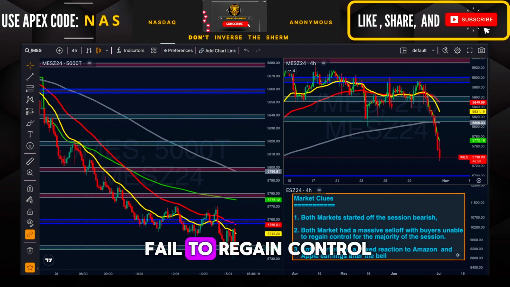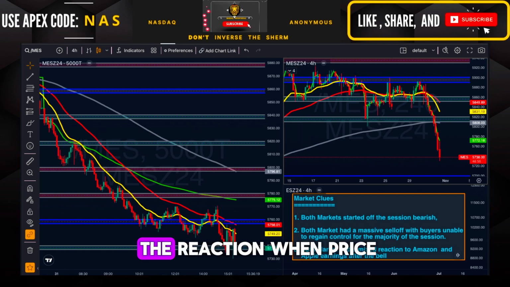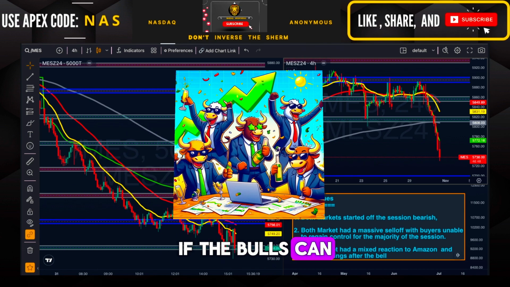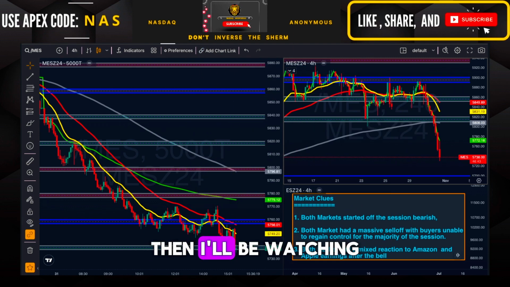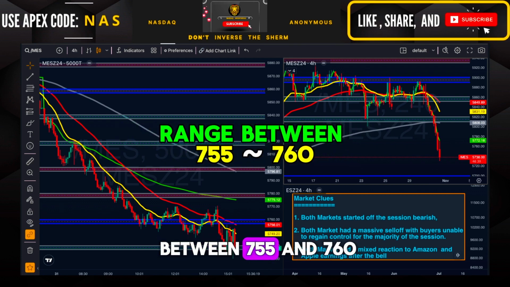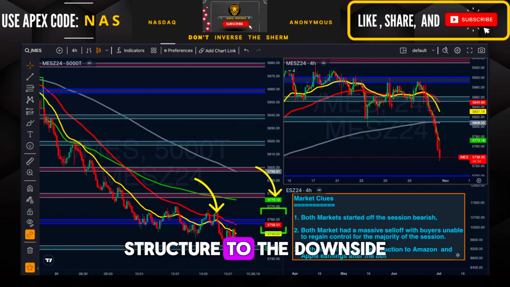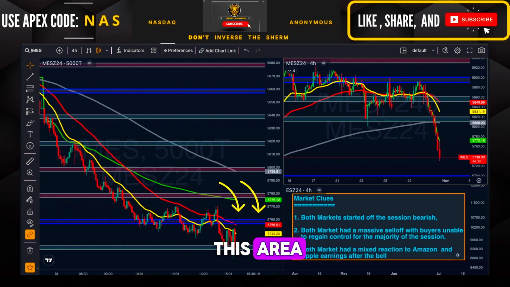But if the bulls fail to regain control and price continues to trade lower, then I'll be watching the reaction when price retests the level at 708. However, if the bulls can regain control overnight and price begins to trade higher, then I'll be watching the reaction when price trades back within a range between 755 and 760, because this is the range where the bears broke structure to the downside, and I do expect for passive sell orders to be resting in this area to sell the retest.